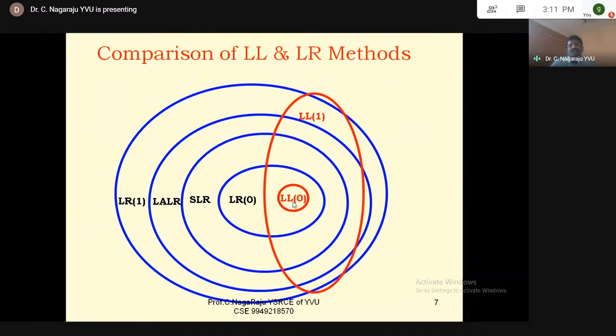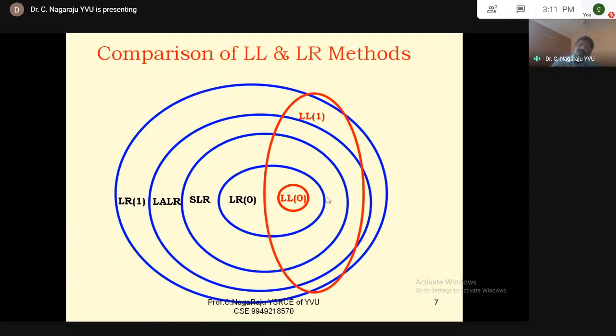The first is LL(0), and here LR(0) is included in the superset: LR(0), SLR(0) and LALR, and the final one is LR(1). LR(1) is nothing but the CLR parser. So the more powerful, more complicated parser is the CLR parser, or LR(1) parser. But a very simple and general parser is LR(0).